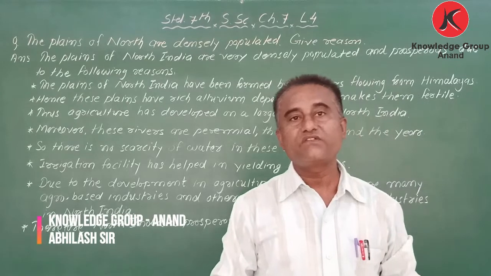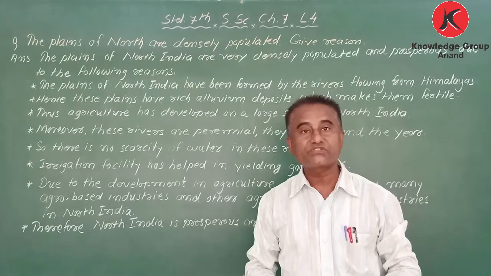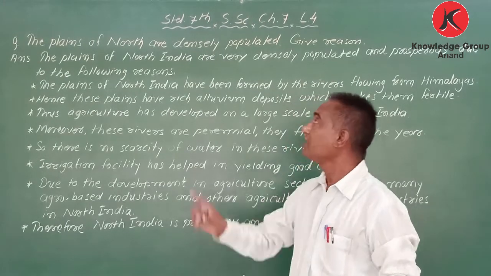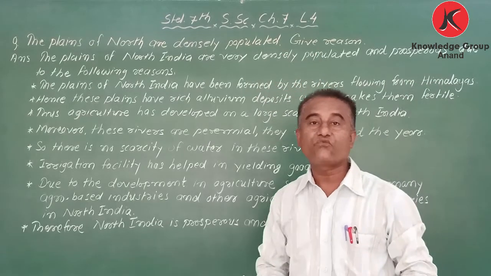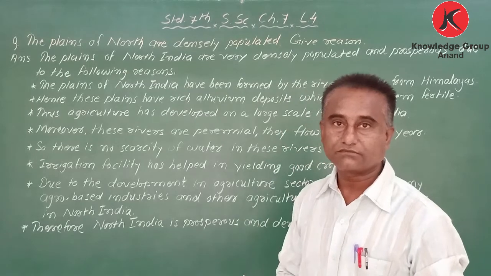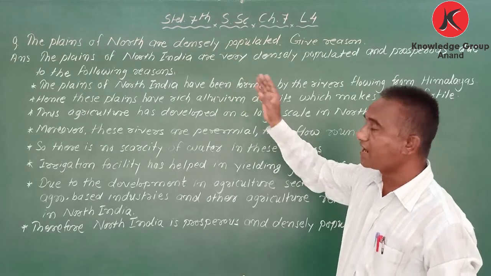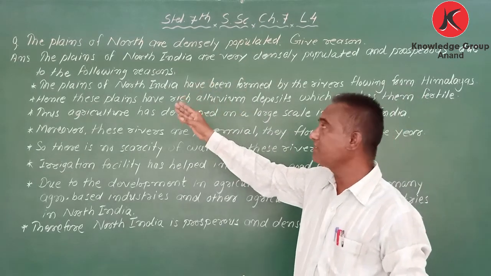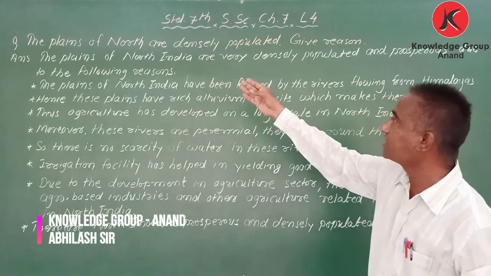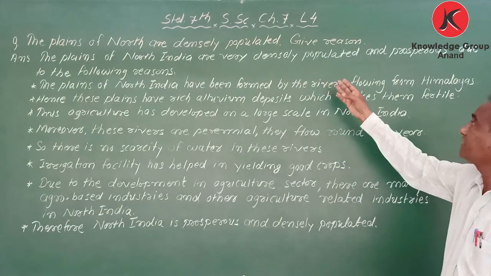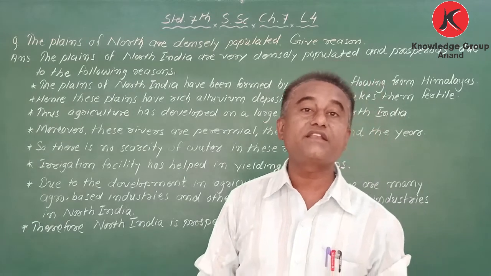Students, today we will discuss the long question answer of chapter 7, standard 7, SS. Today it is the fourth lecture of this chapter. Question: The plains of north are densely populated, give reason. North means North India. Why are the plains of north densely populated?